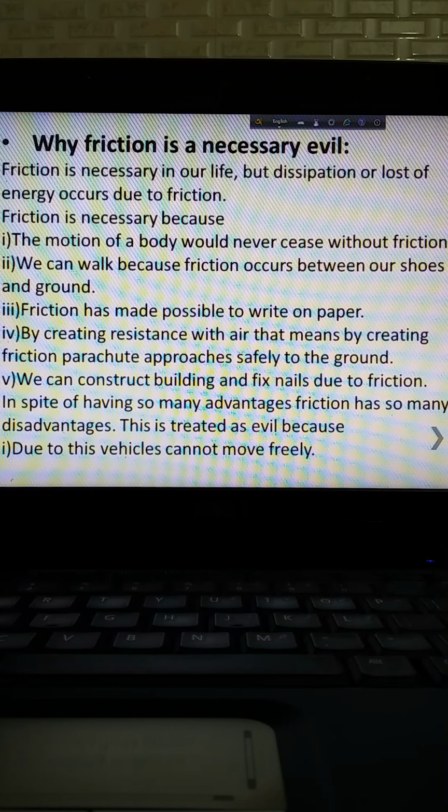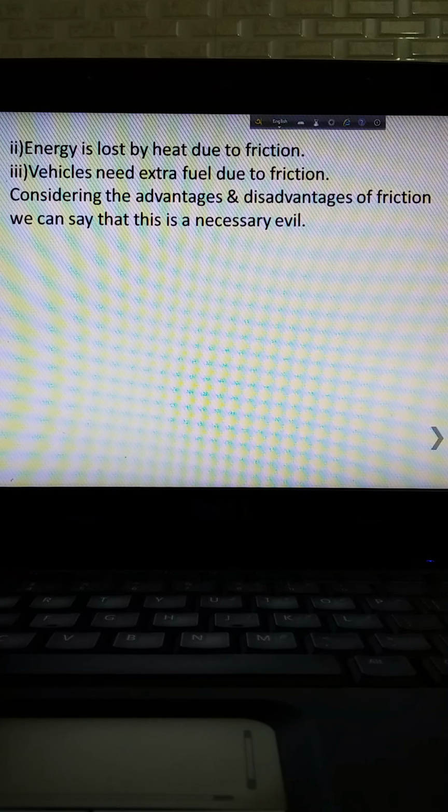In spite of having so many advantages, friction has many disadvantages as well. Some points are included here. This is treated as evil because, due to friction, vehicles cannot move freely. That means it creates a resistance in the motion of vehicles. Vehicles cannot move freely. And then energy is lost as heat due to friction. As I have told earlier, energy is dissipated due to friction and converted into heat, and we can't use this heat. So this is a loss of energy.